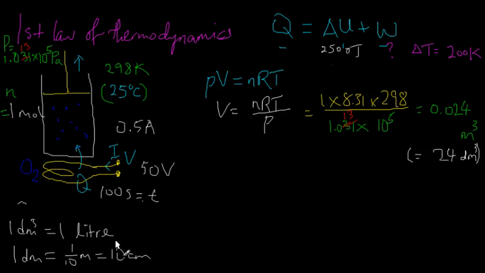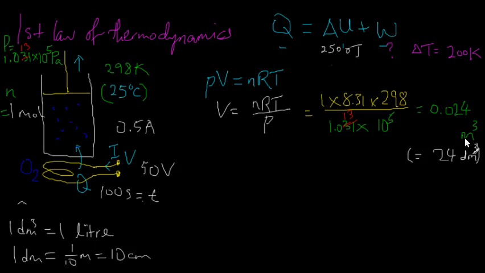Okay, and 1 liter is quite commonly used when you buy milk. You might want to buy 1 liter of milk. So 24 liters basically. That's a nice number to remember. At room temperature and pressure, 24 dm cubed is the volume for 1 mole of an ideal gas.